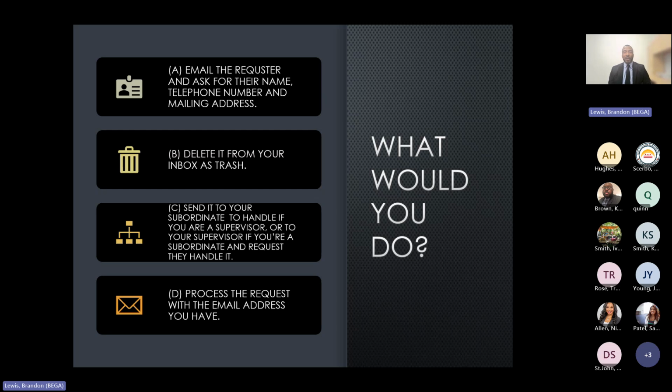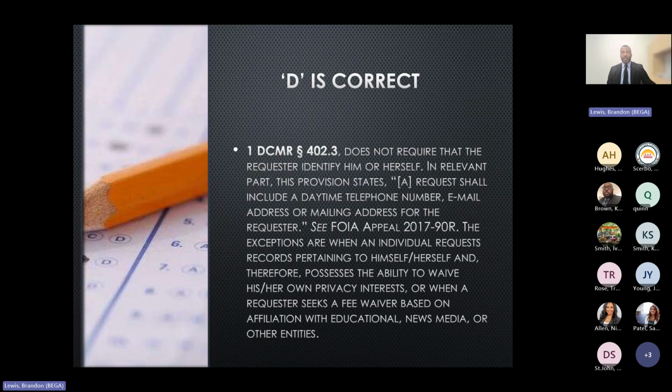And so in this scenario, what would you do? The options are A, email the requester and ask for their name, telephone number, and mailing address. B, delete it from your inbox as trash. C, send it to your subordinate to handle if you are a supervisor, or to your supervisor if you are a subordinate and request that they handle it. Or D, process the request with the email address that you have. And the answer here is D.